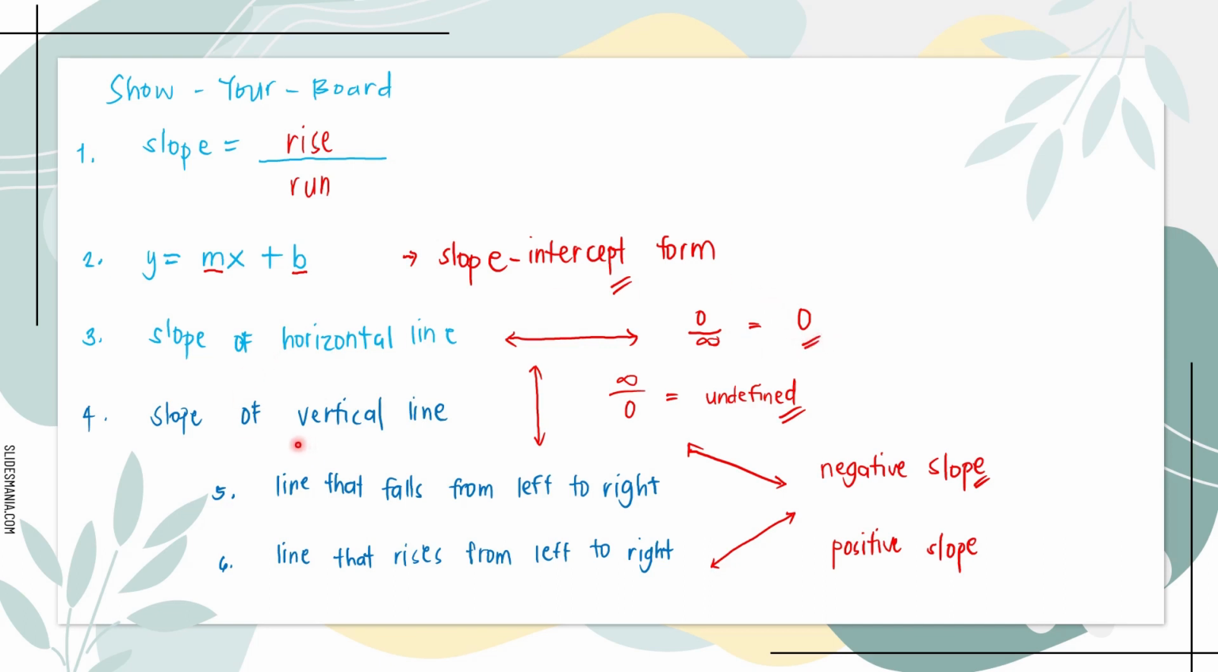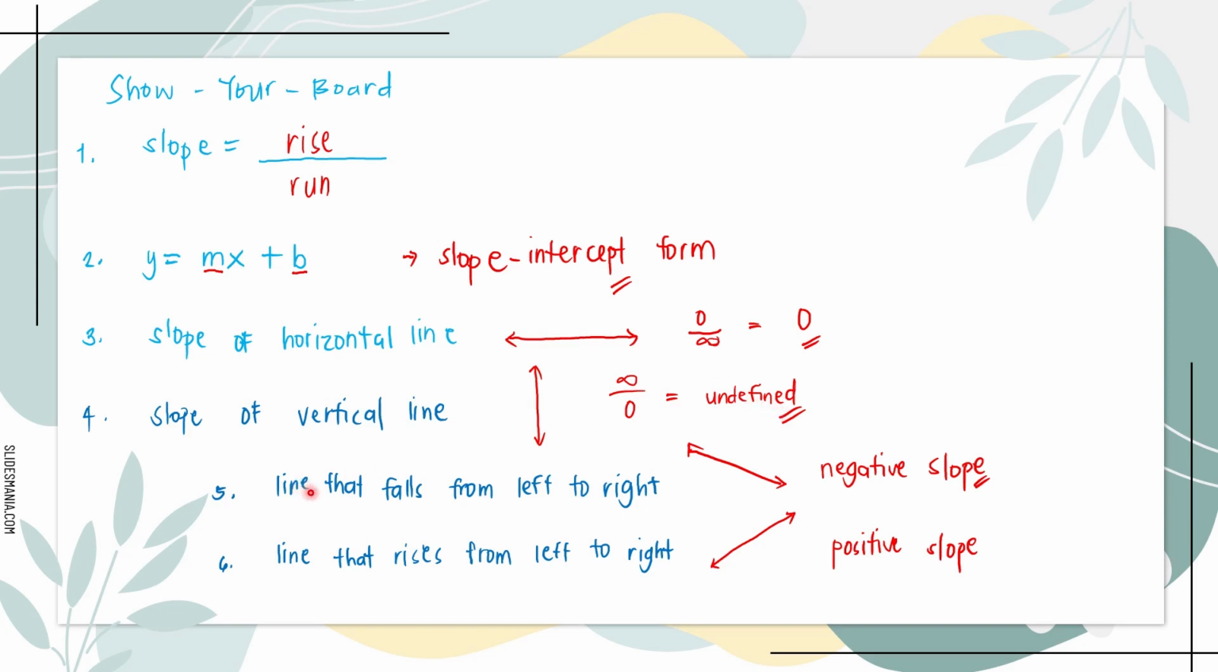While for a vertical line, look here, it is standing. So the rise of it is infinite over 0, since it doesn't run, it goes straight up. Thus, this will be undefined. Why? Because any number divided by 0, even infinity, the answer will still be undefined.